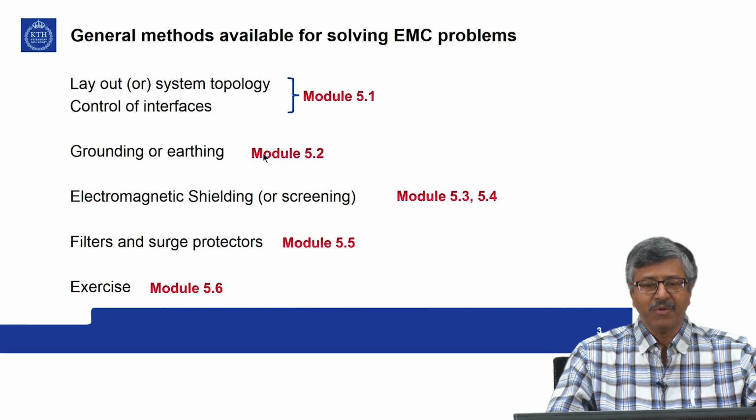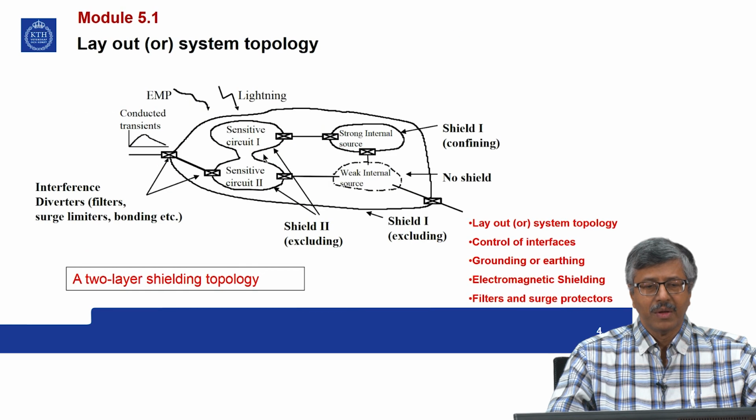So, the chapter is divided into 6 modules. The last module is exercises. Now, we take module 1, layout or system topology.